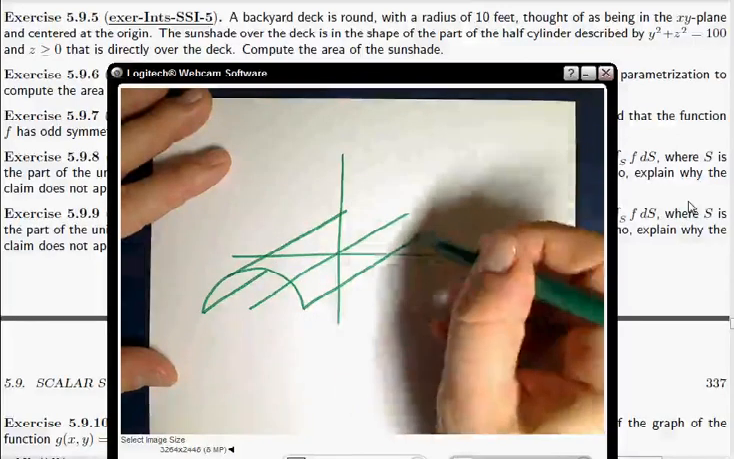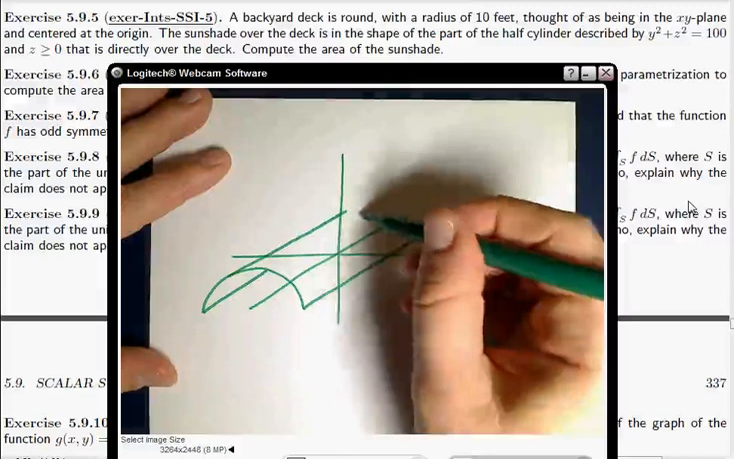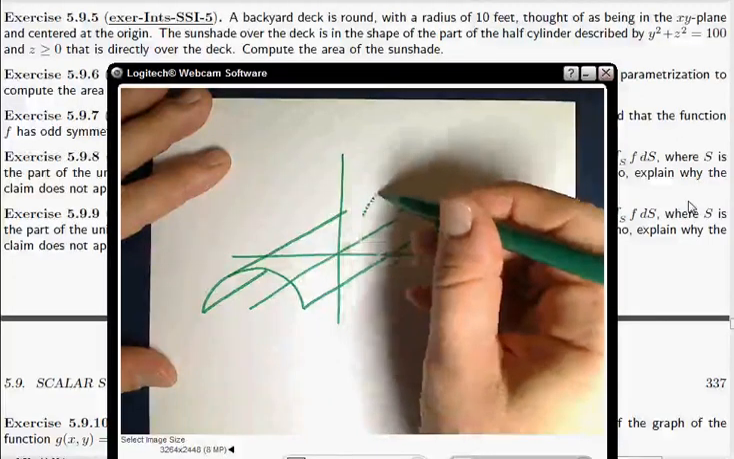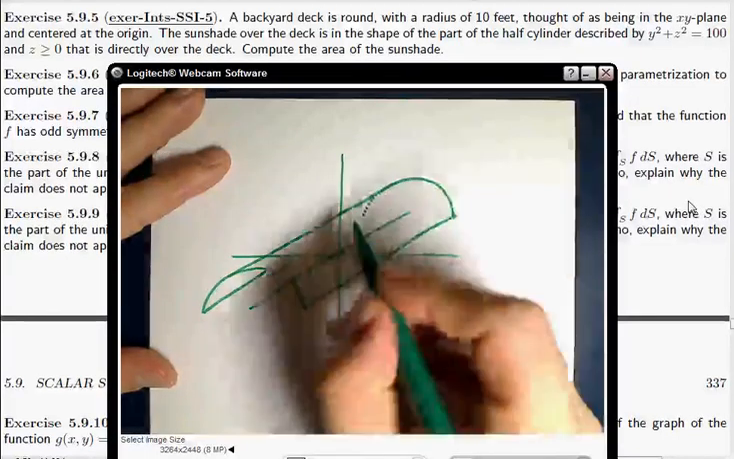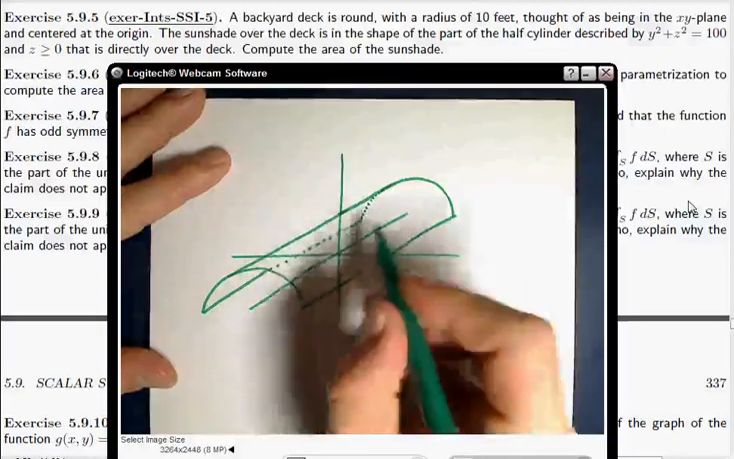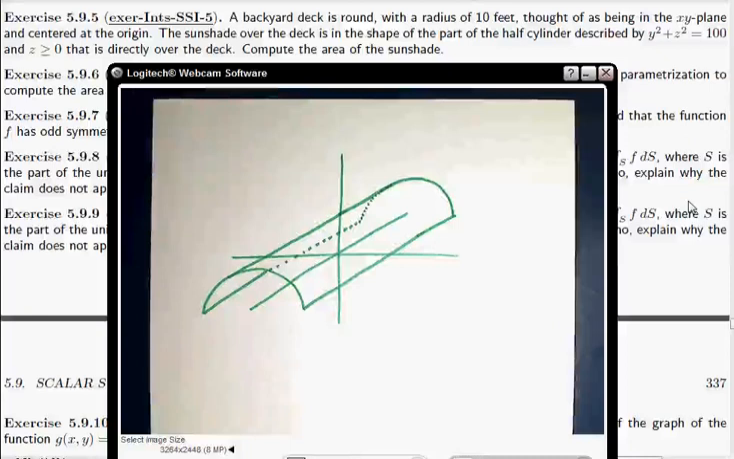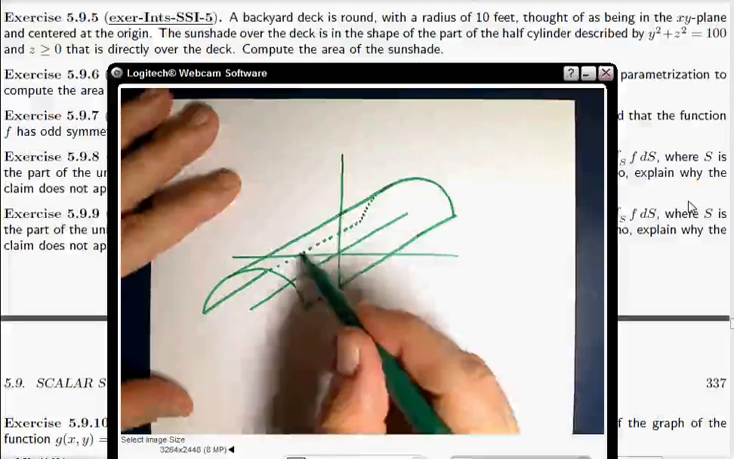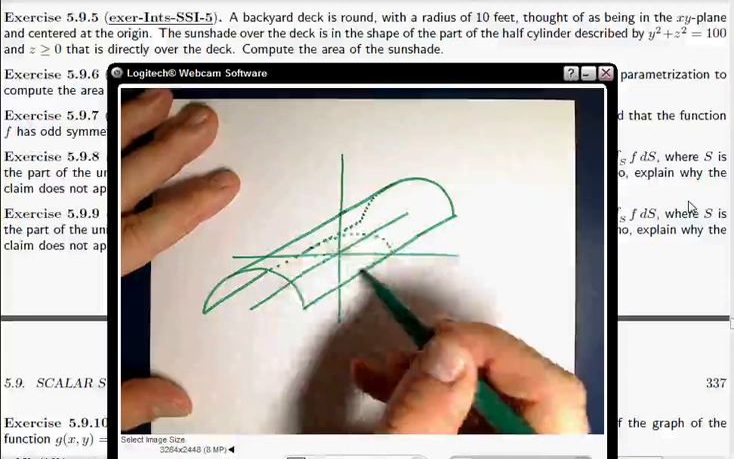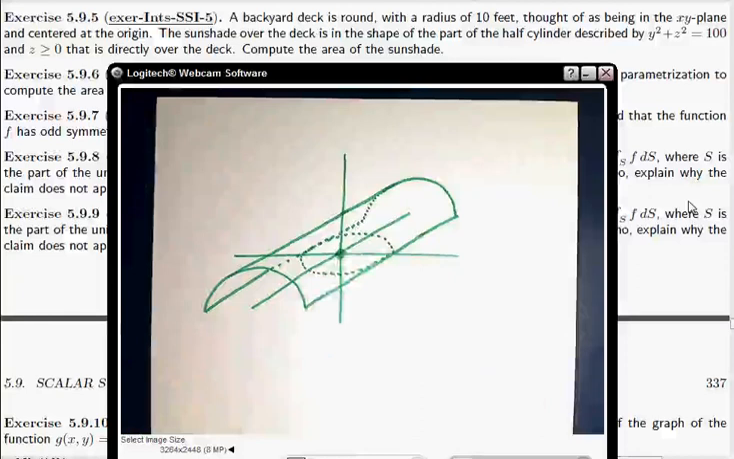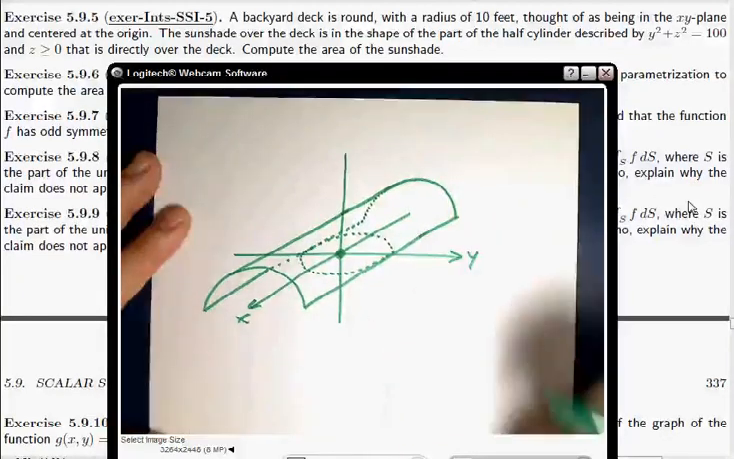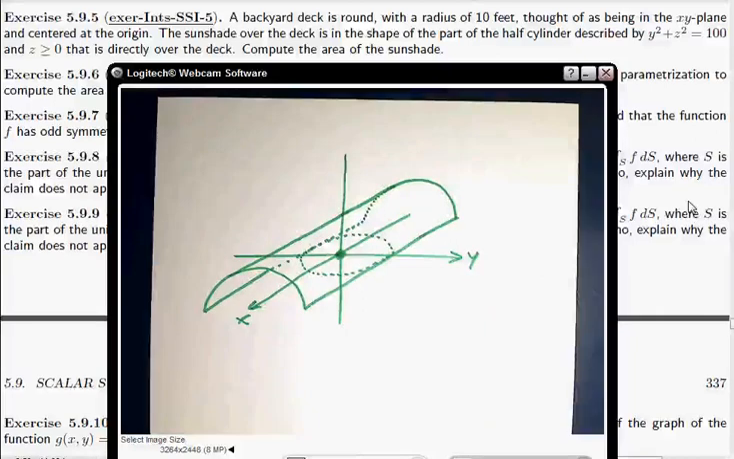So there's this half cylinder in question. Does that make sense? Okay. Now we want to look at the part of this half cylinder that's sitting over this circular deck that's centered at the origin there in the XY plane. Radius 10. Okay, good. Well, that's good because this had radius 10.